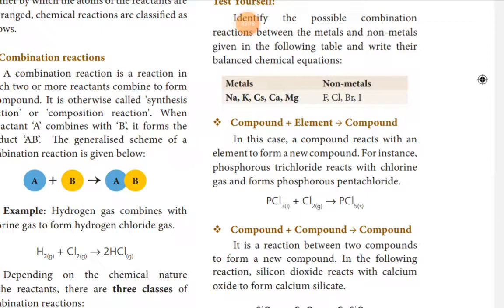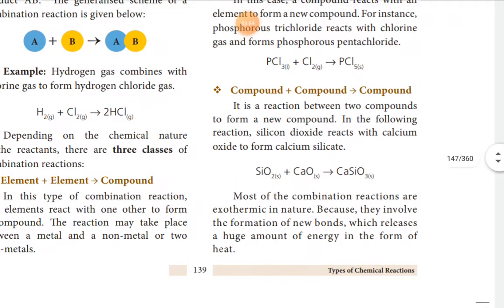combined with the chlorine molecule to give phosphorus pentachloride. Phosphorus trichloride is a liquid here, and chlorine is a gas, and the product is going to be a solid substance. So phosphorus trichloride is a liquid, chlorine is a gas, and phosphorus pentachloride is a solid substance. So a compound reacts with an element to give you a compound.